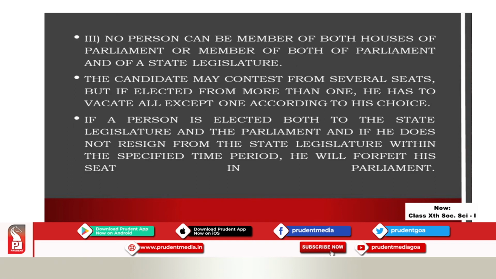No person can be a member of both houses of parliament, meaning no person can be a member of Lok Sabha as well as Rajya Sabha, and no person can be a member of parliament as well as a state legislature. And there are some people who contest from more than one seat, from 2 seats or 3 seats, and they get elected from all these seats. In that case, that person has to vacate all the seats except one. They cannot represent more than one seat. So they have to vacate other seats and keep one seat.